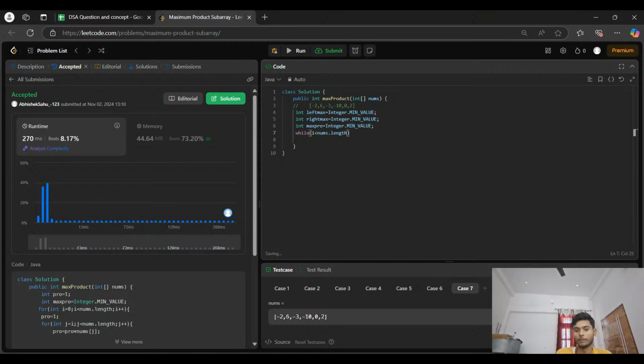nums dot length, right? I told you both conditions must be considered, I and J.